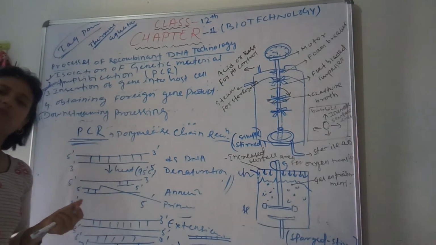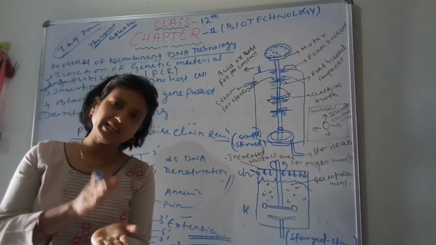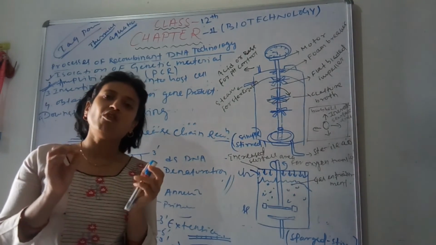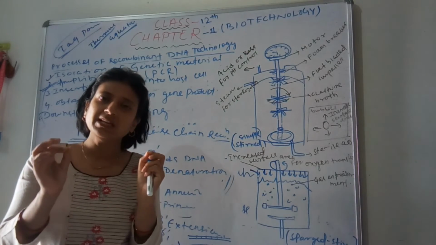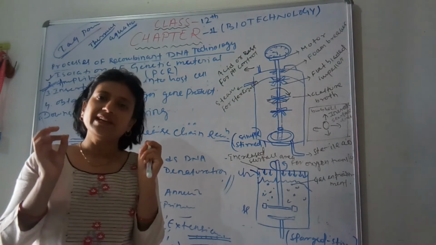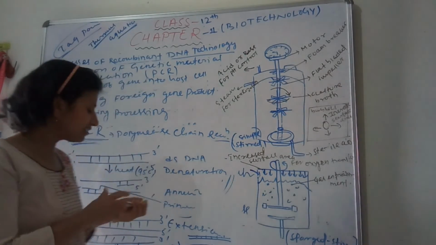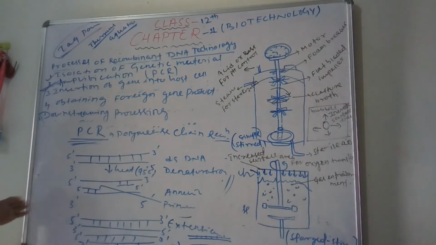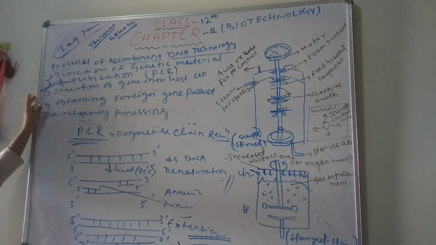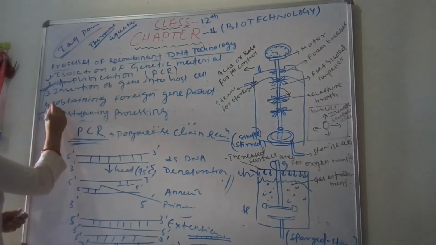So when we put the DNA on ampicillin, the non-transformants will die, only the transformants will live. So in this way, ampicillin works as a selectable marker. So after that, we can introduce it into the host, which may be plant or animal. That depends on us, in which organism we want to put that desirable gene or gene of our interest. Next is your obtaining foreign gene product.